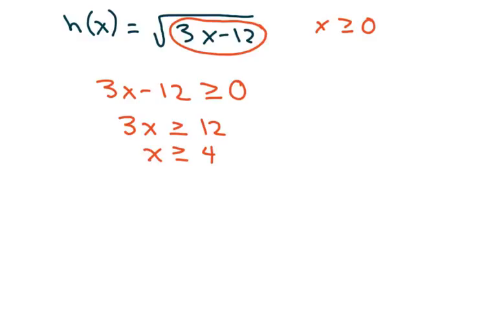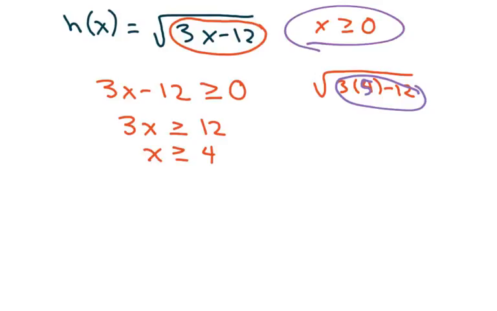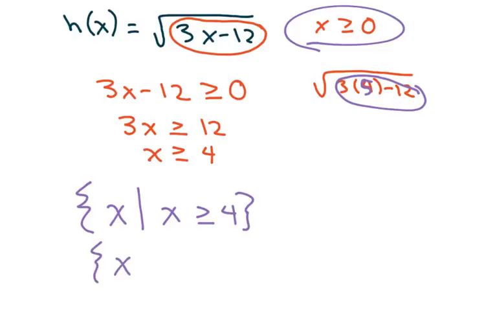So I know when I plug in 4 here, I'll get 0. Then I can plug in 5 and plug in 6, and it's going to be greater than or equal to 0. So the way you write it is, the domain is x such that x is greater than or equal to 4. Or you can just say, if you're talking about real numbers, all real numbers such that x is greater than or equal to 4. And that's how you set that up.